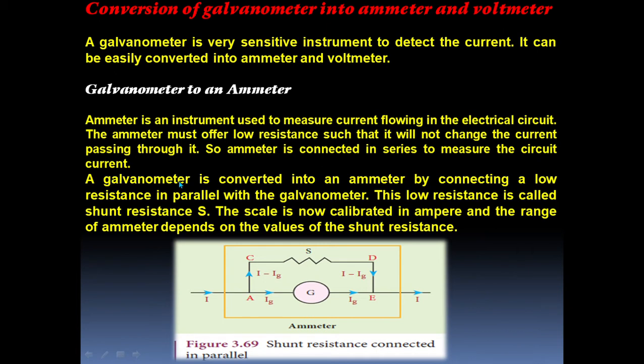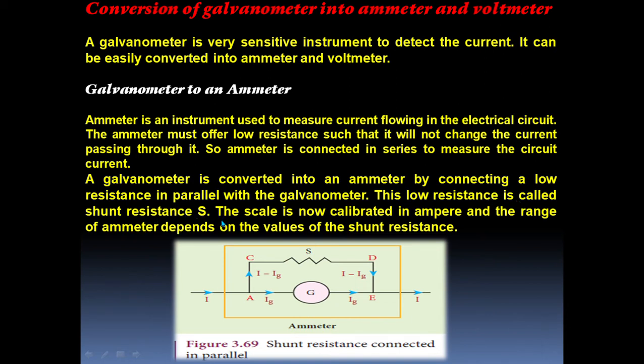A galvanometer is converted into an ammeter by, very important point, please note it down children, connecting a low resistance in parallel with the galvanometer. Once again, a galvanometer is converted into an ammeter by connecting a low resistance in parallel with the galvanometer. This low resistance is called shunt resistance.